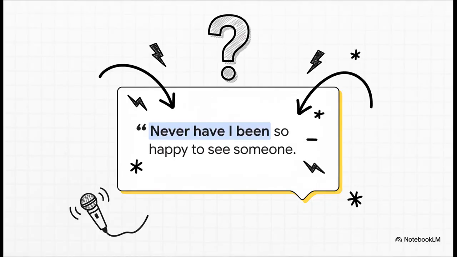The normal way to say this is, I have never been so happy to see someone. But by taking a negative word like never and pulling it to the front of the sentence, the writer gets to use that inversion trick to create a much more dramatic feeling. Never have I been. It's the same meaning, but wow, it has so much more impact.